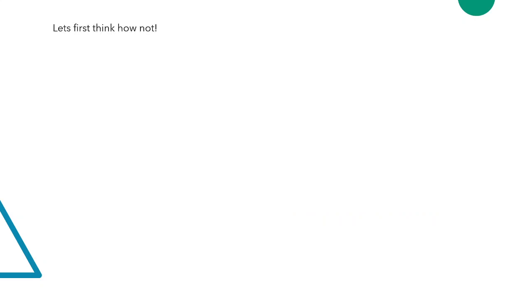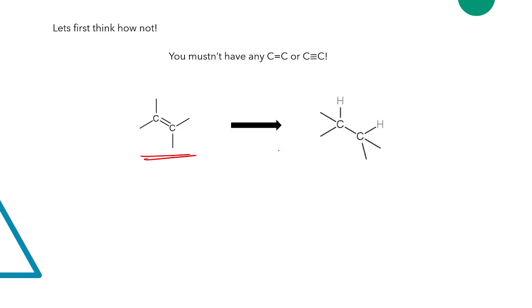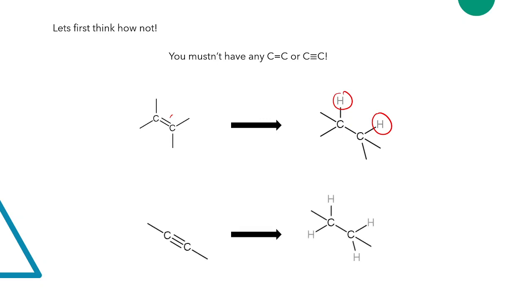So let's first think how not. You must not have any C double bond C or C triple bond C in the connection, because once you have a C double bond C, then you can break it down and add 2 more hydrogens, right? So here the carbon had 4 bonds, and now you can break this double bond. You are not even breaking the molecule, and still you can have 2 more hydrogens here, right? Similarly, you can't have a triple bond because you can break the triple bond and you can have 4 more hydrogens. So double and triple bonds are not allowed in a saturated hydrocarbon.